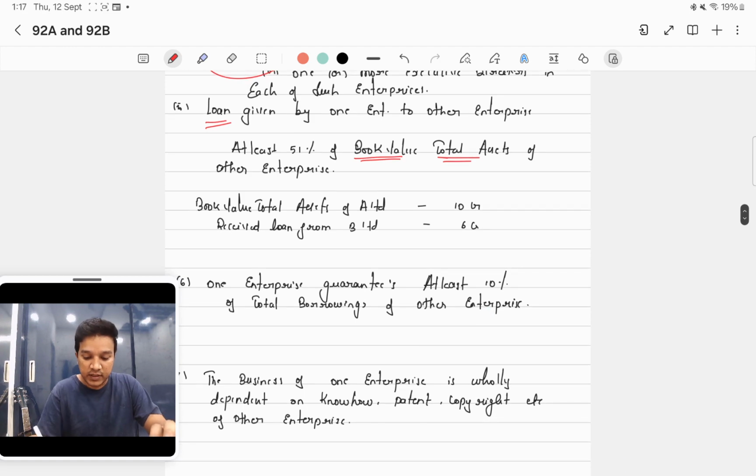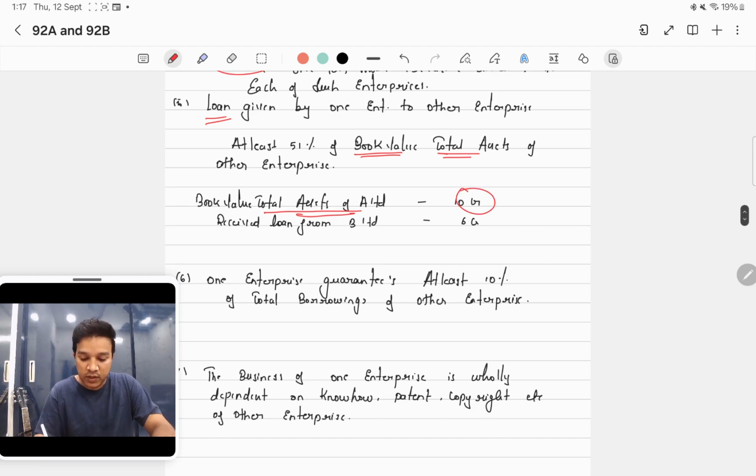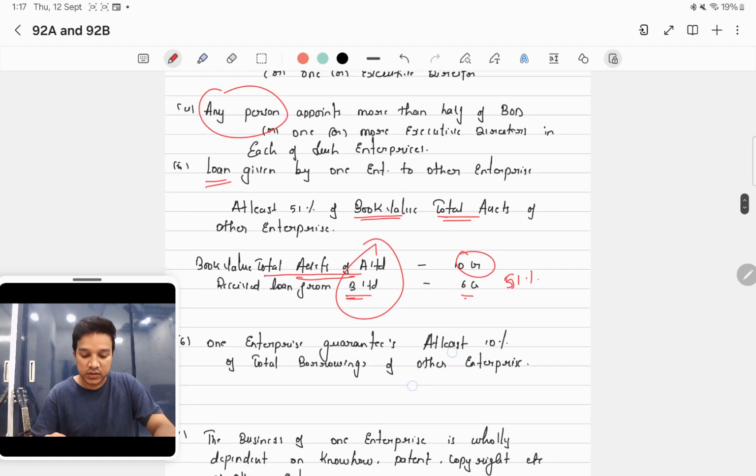Now we will see, if the book value of total assets of A Limited is 10 crores and it got a loan of 6 crores from B Limited, which is more than 51%, equal to 60%, that is. So in that case, A and B Limited both will become associate enterprises. I hope you understood this. This is a tricky point.